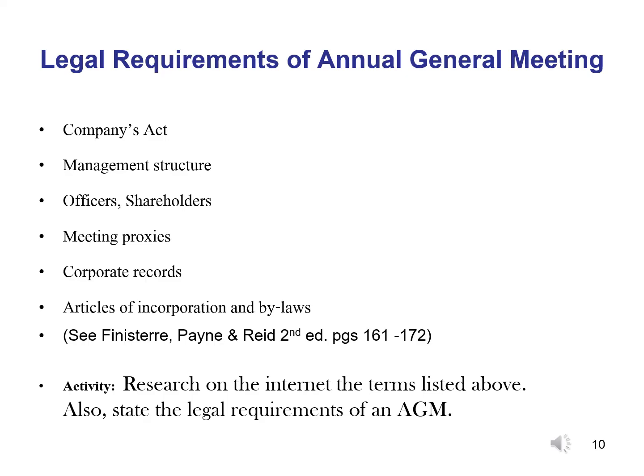The most formal type of meeting is referred to or named the Annual General Meeting, or AGM. Students of Principles of Business will also learn about this type of meeting in their POB class. A list of legal requirements of the AGM is provided here. For an explanation of these requirements, you are asked to visit your textbook, pages 161 to 172.